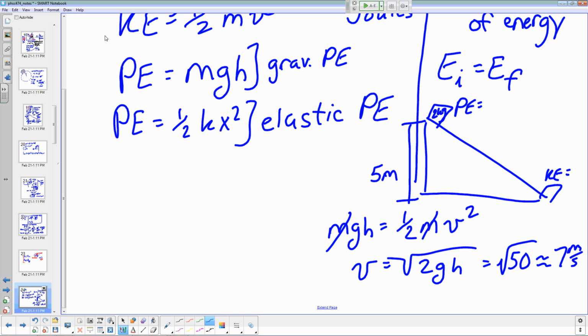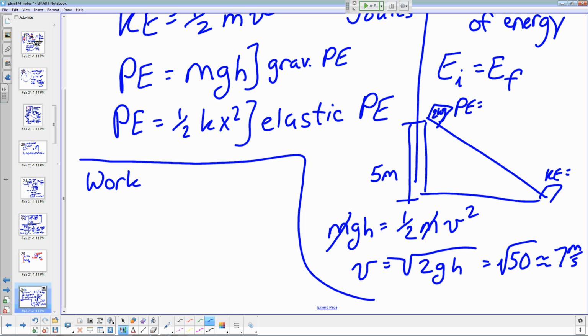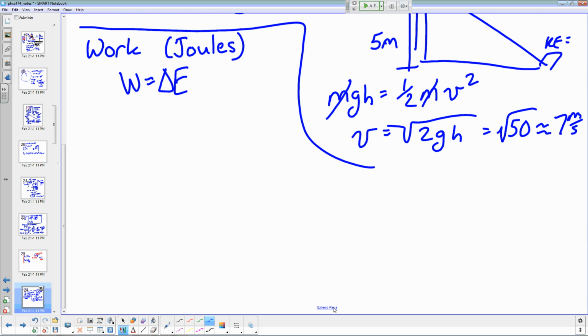Another thing that comes up in this is the idea of work. Work is also measured in joules. In fact, the work energy theorem says that if I do work on an object, I change its energy by that same amount. So if I do work on an object, I change the energy of the object, and we'll see that later in a sample problem. The work is equal to the product of the force times the displacement.